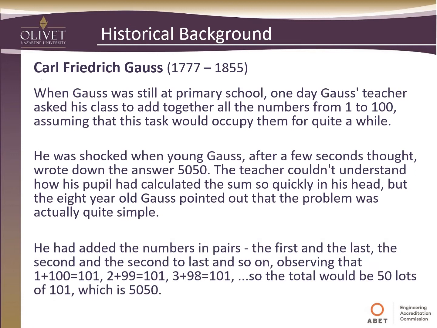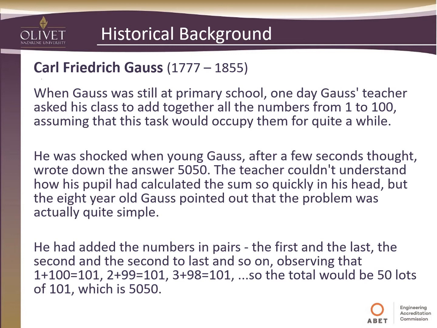Okay, assuming you want to know the answer, what he did was add up the numbers in pairs: the first and the last, the second and the second to last, and so on. He observed that 1 plus 100 is 101, 2 plus 99 is 101, 3 plus 98 is 101, and so on, and since there were 100 numbers, divided by 2 there are 50 of these pairs. So 50 times 101 is simply 5,050. That is a pretty clever way to dissect the problem, especially for an 8-year-old.